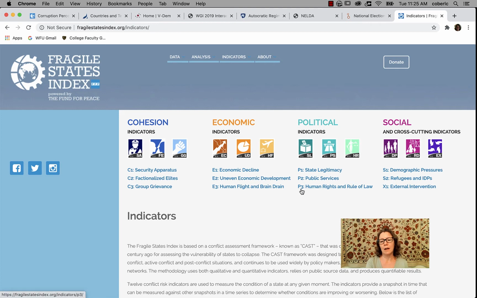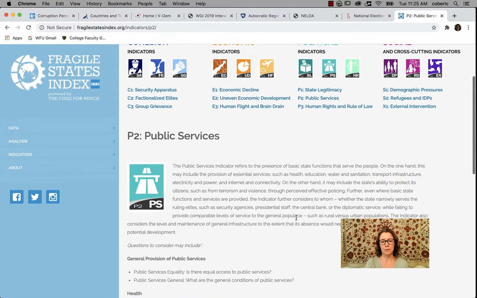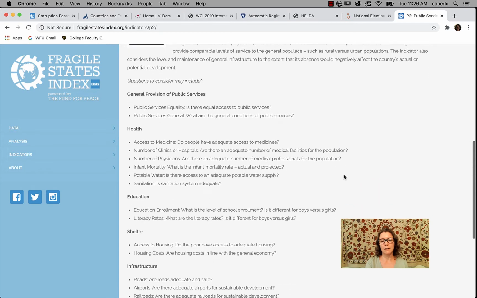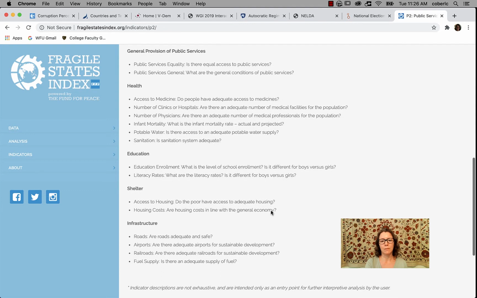If we then look at one of the indicators in particular, public services, for example, they provide more detail as well. They provide a brief overview of what they mean by that particular indicator or the concept of the indicator. In this case, public services is the presence of basic state functions that serve the people. And then they've provided a series of questions that you could ask to get at what this actually means for a country. Do people have access to medicines? Is the sanitation system adequate? Things along those lines.